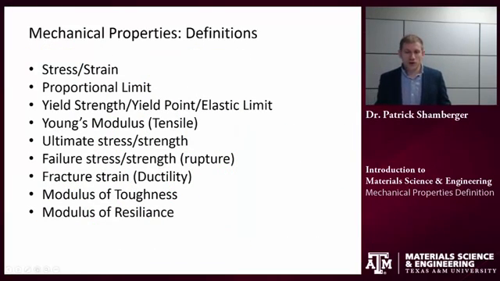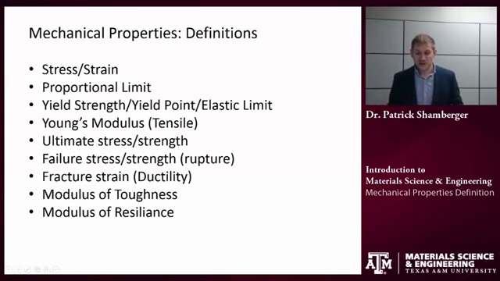Okay, so in review, we talked about definitions. We talked about stress and strain, proportional limit, yield stress, yield point, elastic limit. We talked about the Young's modulus, which is also referred to as Young's tensile modulus. We talked about ultimate stress and strength, failure stress strength, which is also defined as the rupture point sometimes. And we talked about ductility. And finally, we talked about modulus of toughness and modulus of resilience.